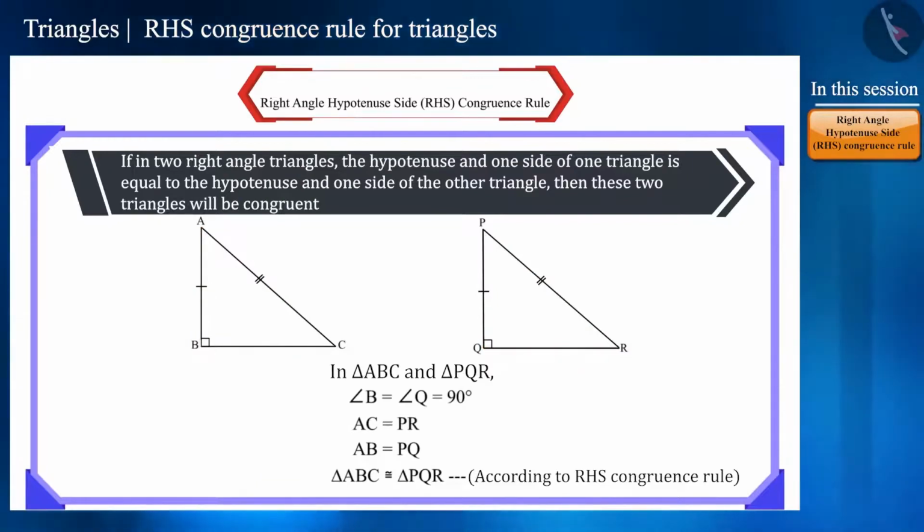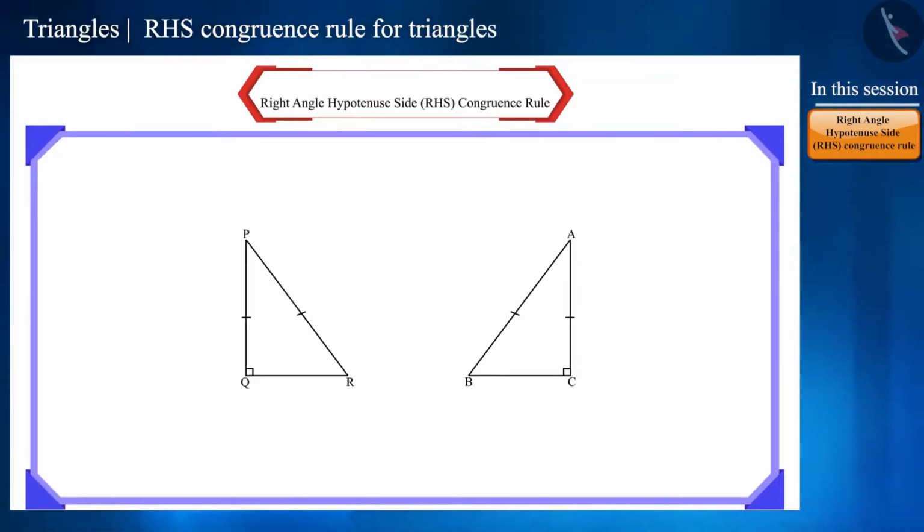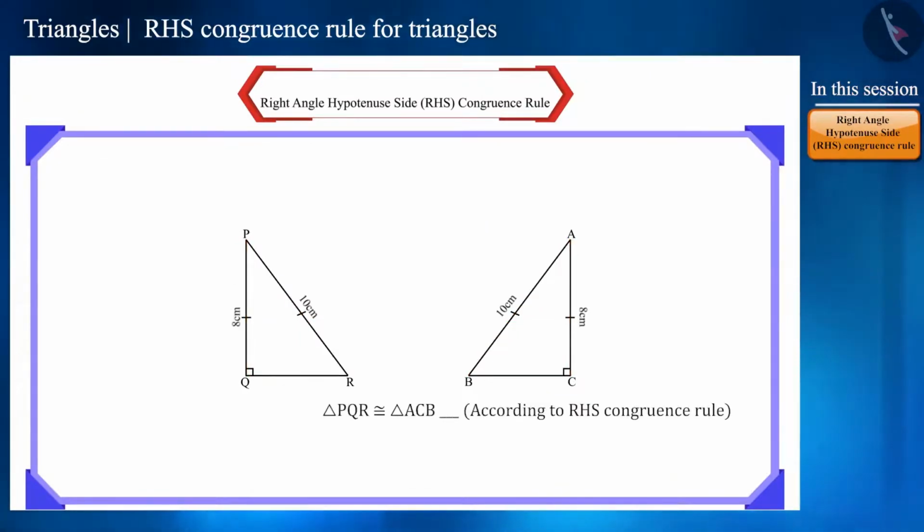For the purpose of practice, we can draw some pairs of right-angled triangles. For example, draw two right-angled triangles where the hypotenuse is 10 cm and one side is 8 cm. So will the two triangles be congruent? Yes.